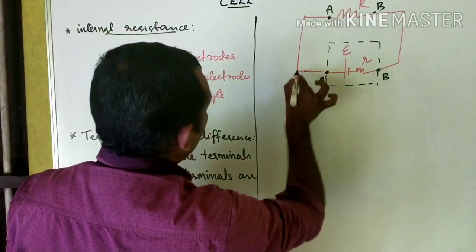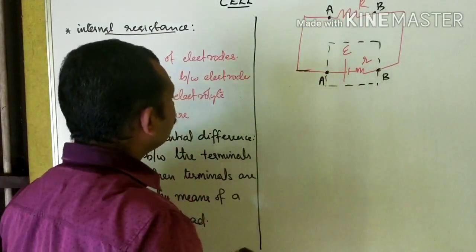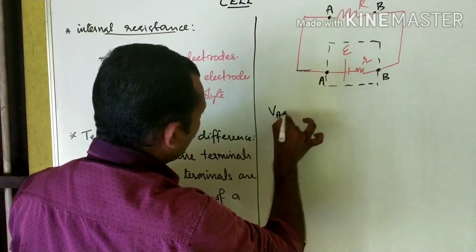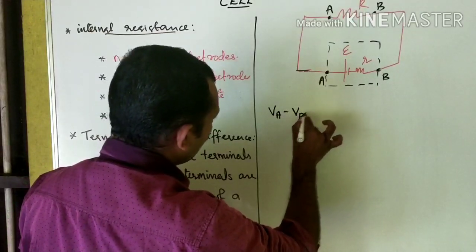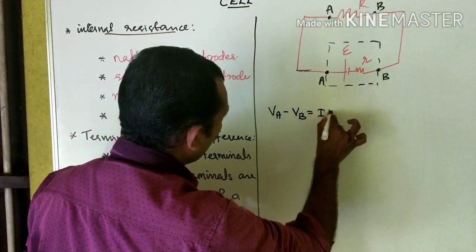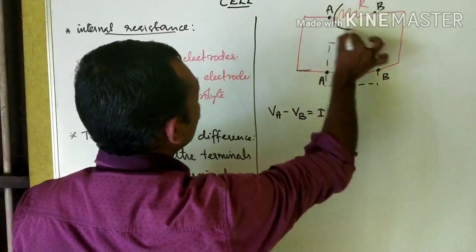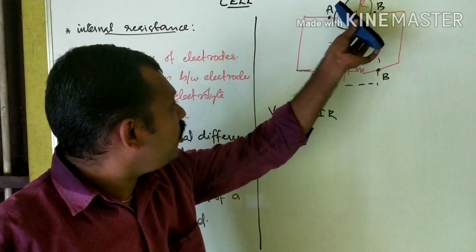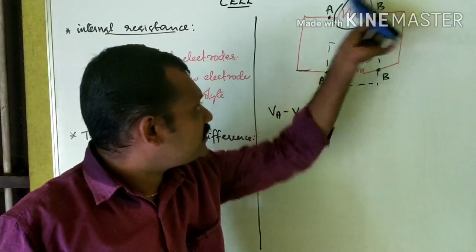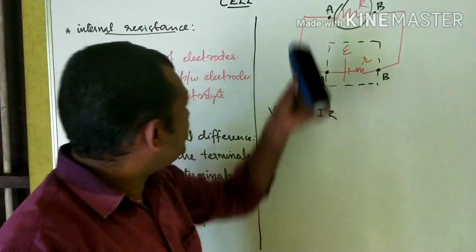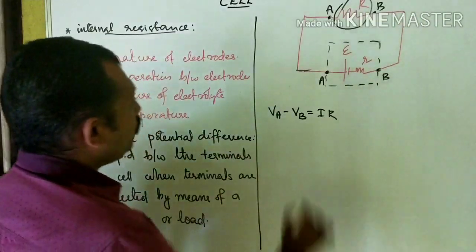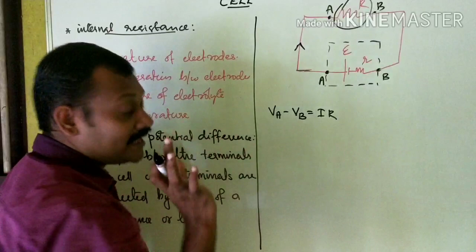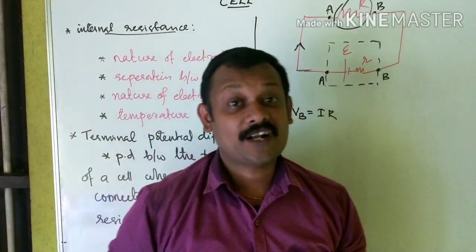Now let us find out the terminal potential. According to Ohm's law, I can say VA minus VB is equal to capital I into R. Why? Because this is a resistance R and the potentials of terminals A and B, which are the two ends of the resistor, are VA and VB. So VA minus VB is equal to I into capital R. That is one expression for terminal potential.